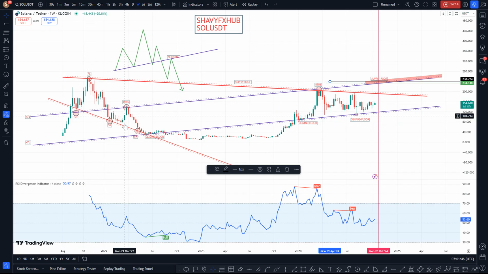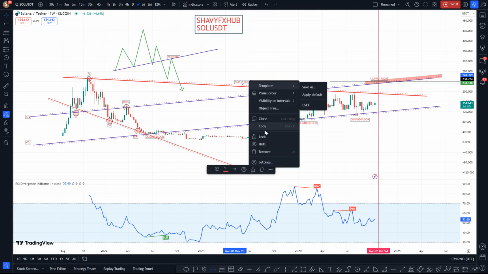break the neckline. The neckline is broken. We'll have a retest of the broken neckline to confirm that this is a true head and shoulder. You can see the left shoulder, the right shoulder, and the head. And we'll have another retest to the neckline. So we have now a supply roof.